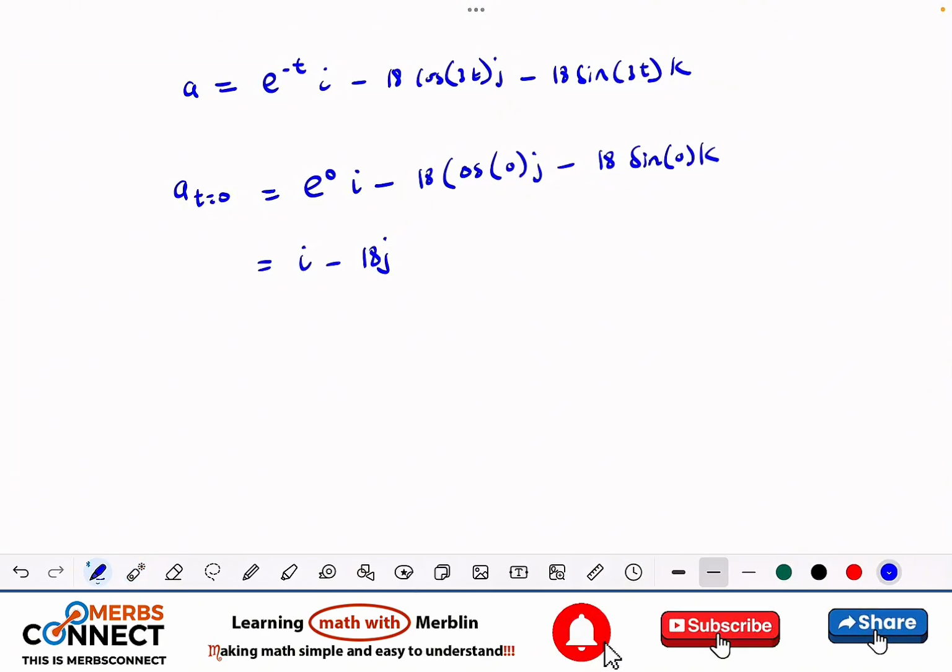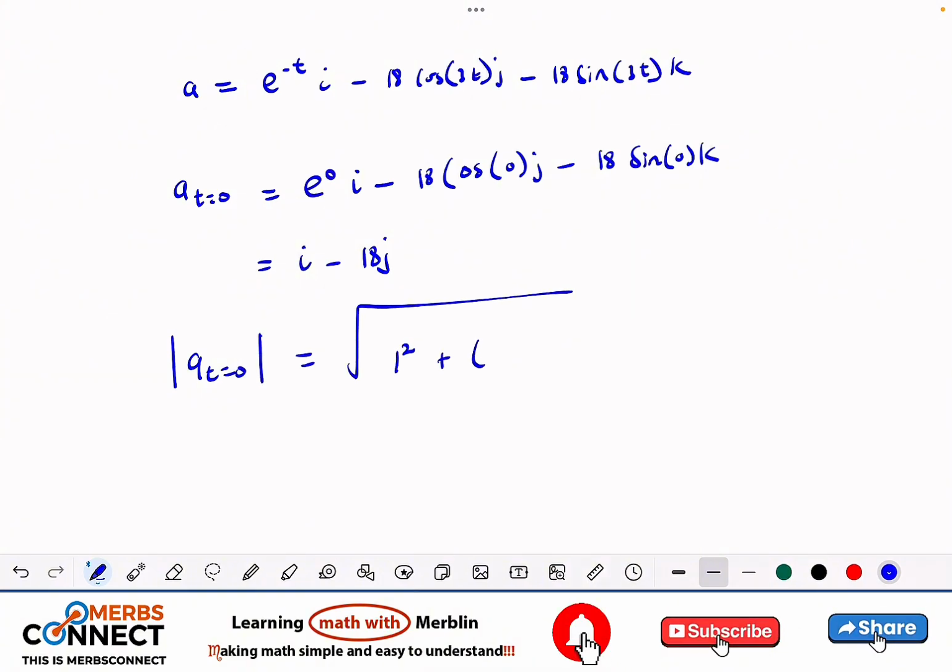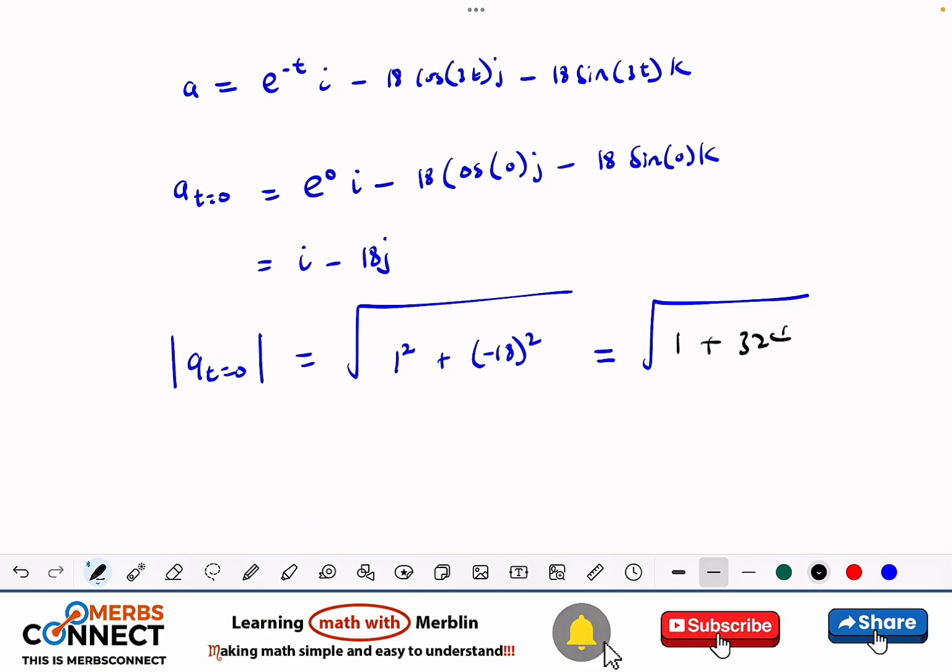So now let's find the magnitude at t equals 0. This is going to be 1 squared plus minus 18 squared. And this should be giving us something like 1 plus 324.